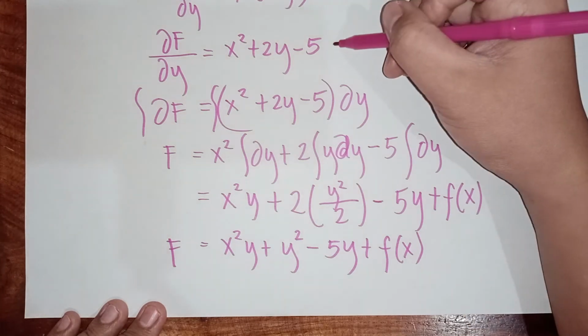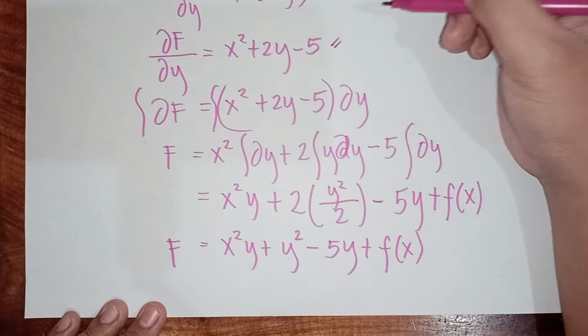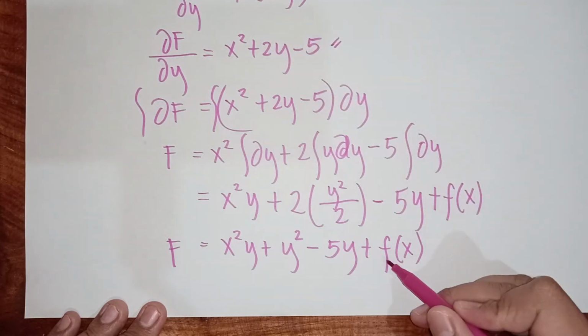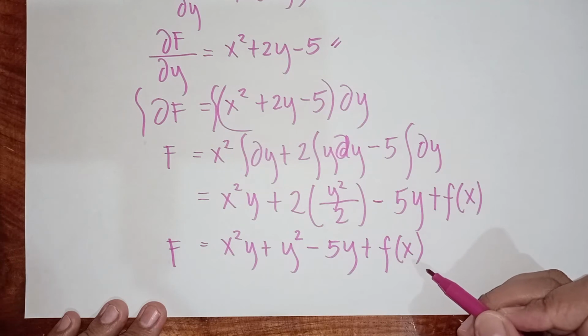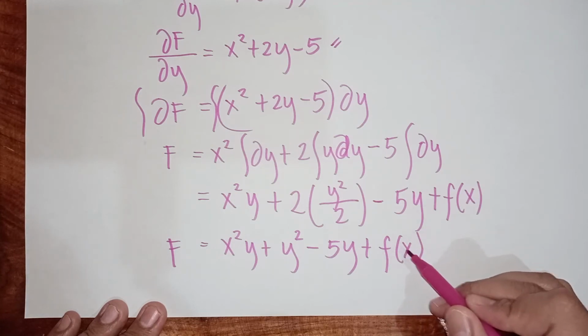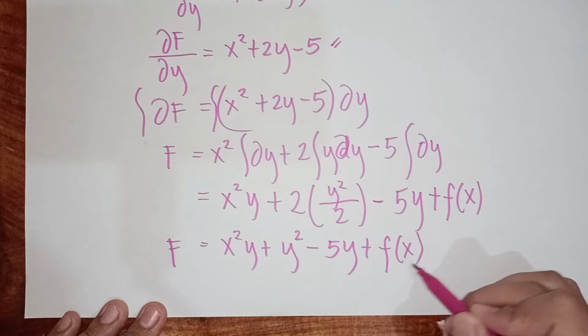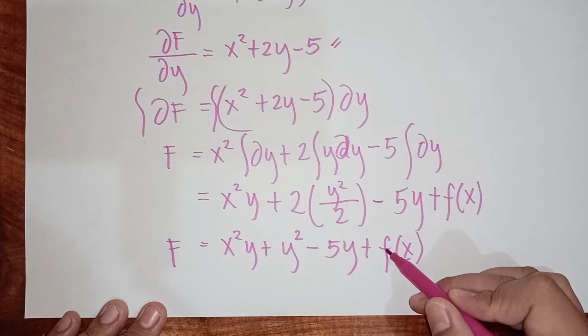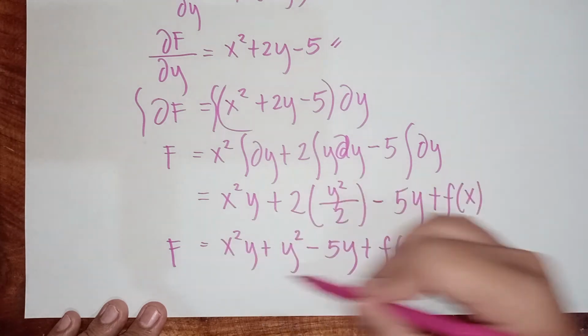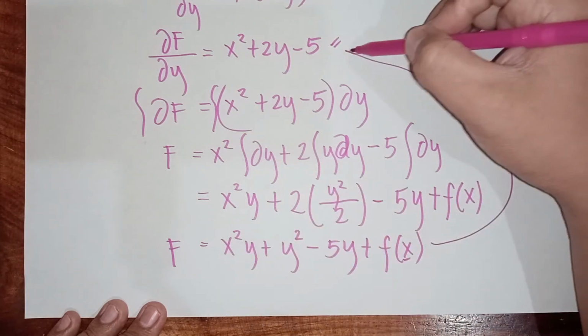So babalik tayo sa ating original na function na x squared plus 2y minus 5. So, yung rason bakit nilagay natin is f of x, kasi ito yung function na lahat ng variables is gamit lang yung variable na x. So, this is a function of x. Okay? So, pag kinuha natin yung partial derivative nito, babalik tayo dito.